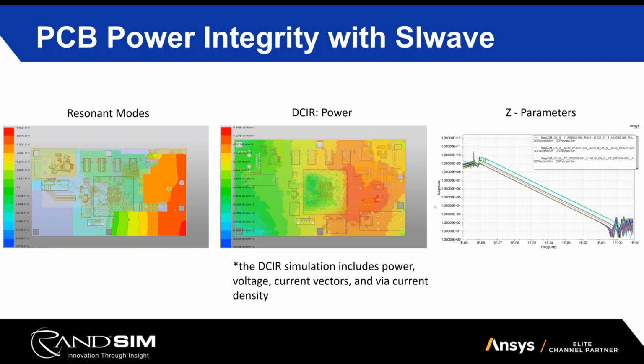We also can look at the Z parameters in SI Wave, which is going to be our frequency versus our impedance. This is going to be able to show you the resonances in the impedance spectrum, as well as you'll be able to look at the voltage ripple based on the current.